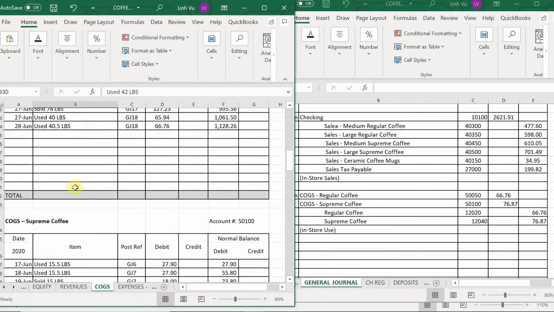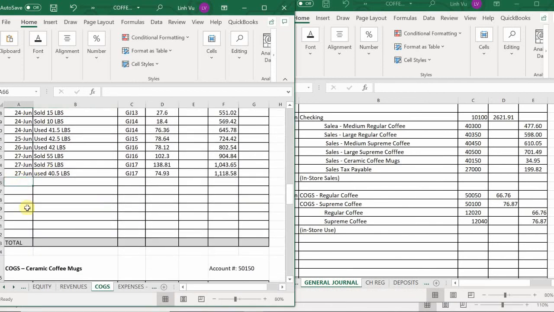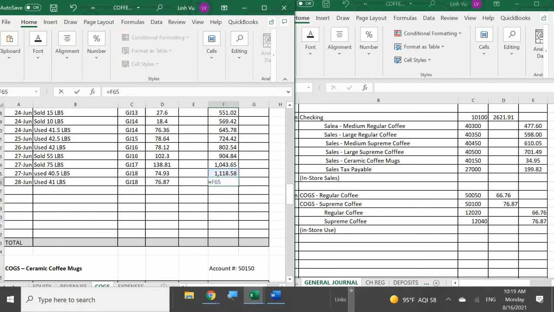Now I'm going to go down to my Supreme Coffee, right? I used 41 pounds. Okay. Right? At 76.87. So in grand total, how much did it cost me to sell all of my coffee? $11.95.45. Good. So here's the real catch that we need to really focus on is going to be the inventory.